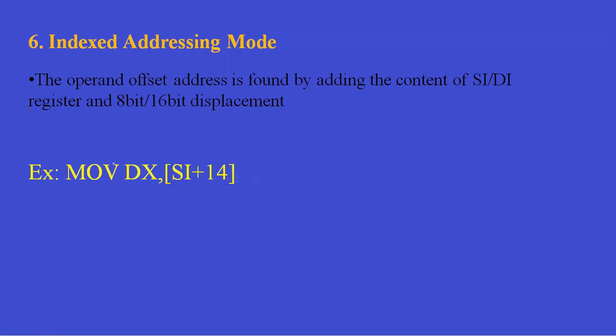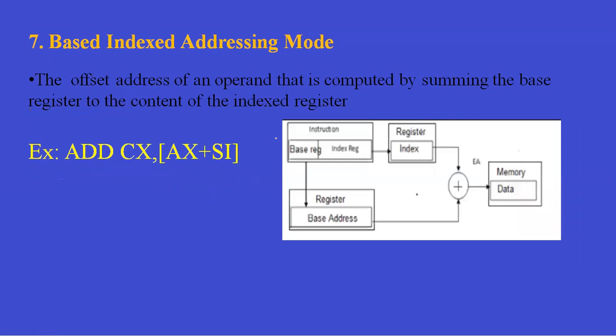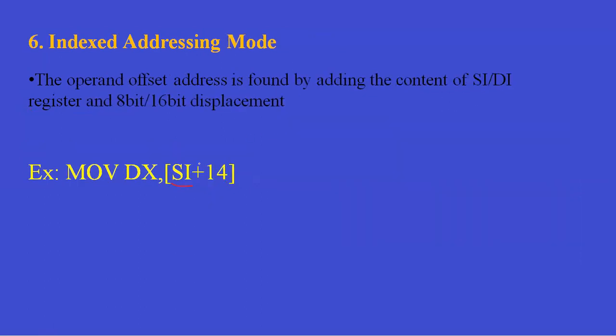Index addressing mode. So source index, destination index, two index registers supported by the 8086 architecture. So in this register, some data, that data, the SI index register holding some data, is acting as an address. That data added with 14. It is one data. So finally after adding, we will get one number, that is within the square bracket, meaning this number acting as the address. So in this address holding some operand, that operand only moves to the register DX.